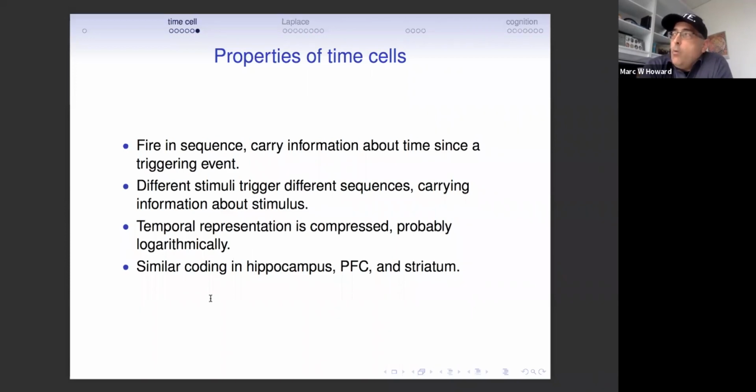We spent a while trying to figure out how you could generate a population of cells that coded for the past with this logarithmic compression. And we could only think of one thing. And once we thought of that, it seemed like a really good idea. And so we've pursued this for a while. And I'm going to tell you basically about recent evidence for this other kind of coding.